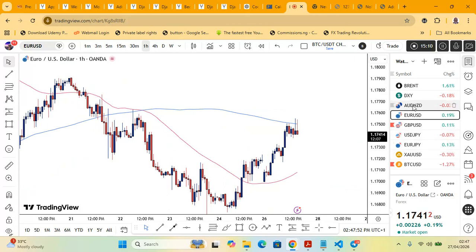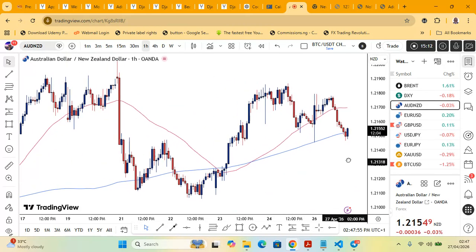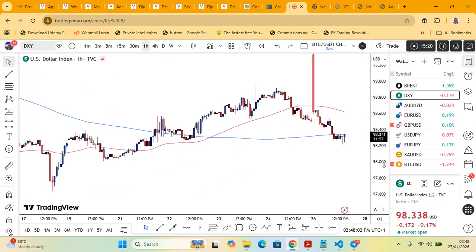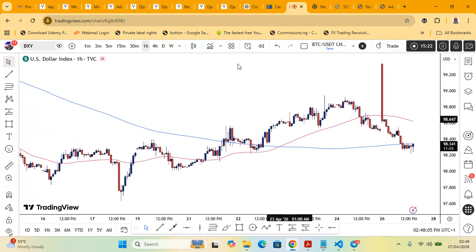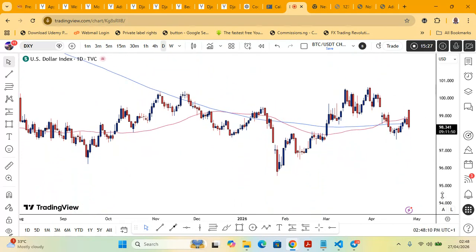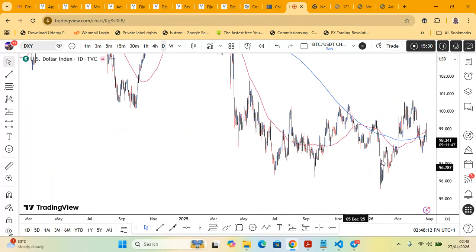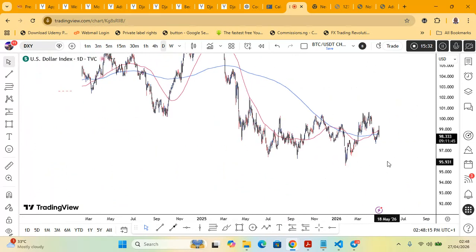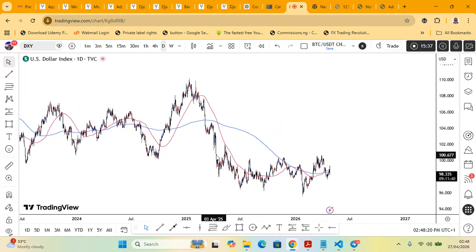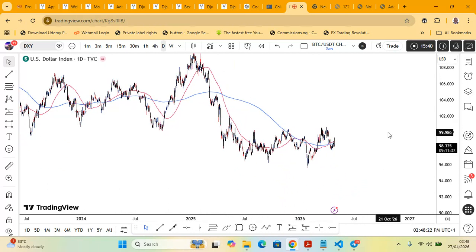Let's look at the other one. Let's just go to the dollar index and see what we expect from the dollar this week. When you look at the dollar index, guys, you see clearly that it is on a downtrend, but it is now ranging, so anything can happen. Let me show you the range structure.